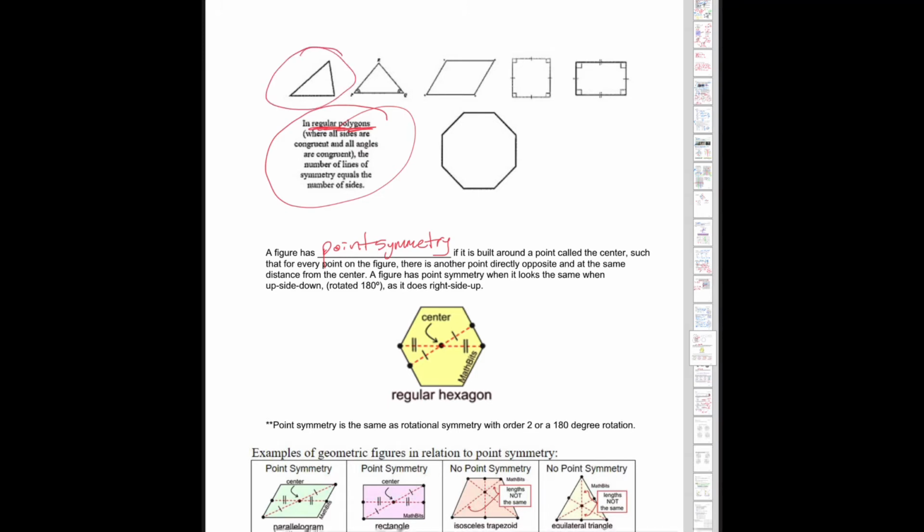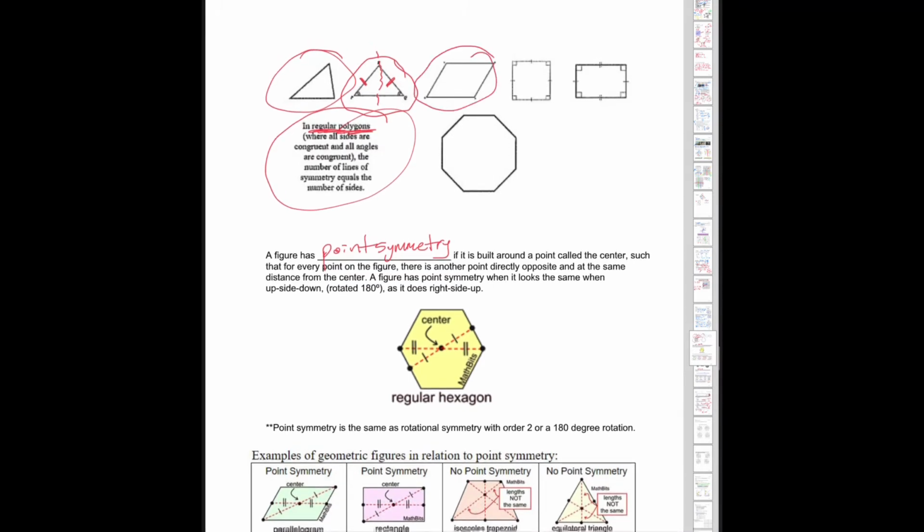This is not a regular polygon. This is just some scalene triangle. This is an isosceles triangle. So it only has one line of symmetry. It's still not a regular polygon. And we just established that a parallelogram does not have line symmetry.